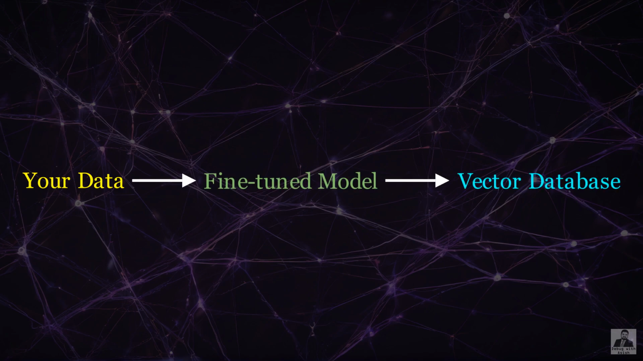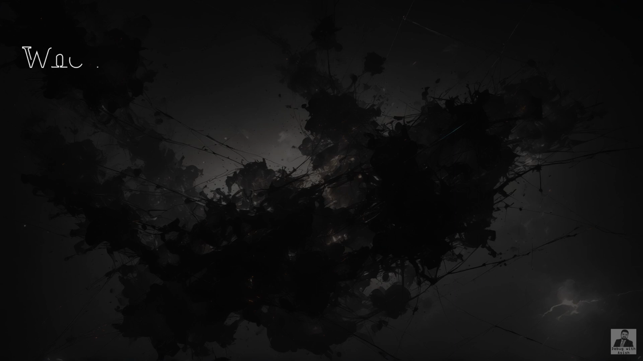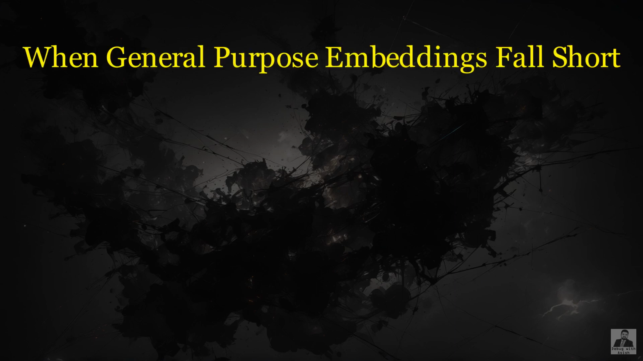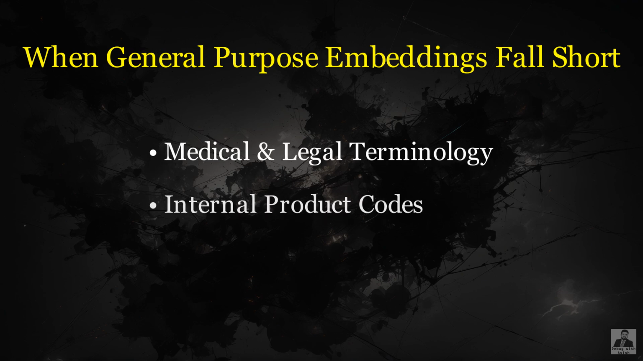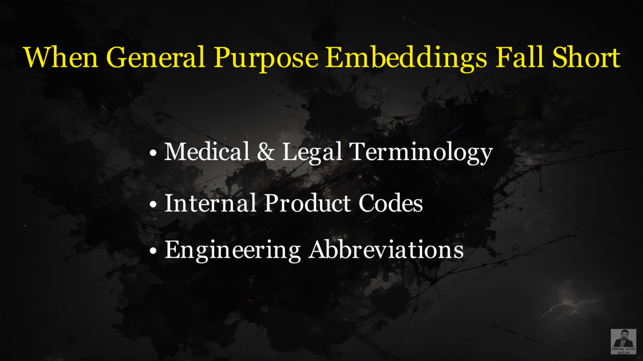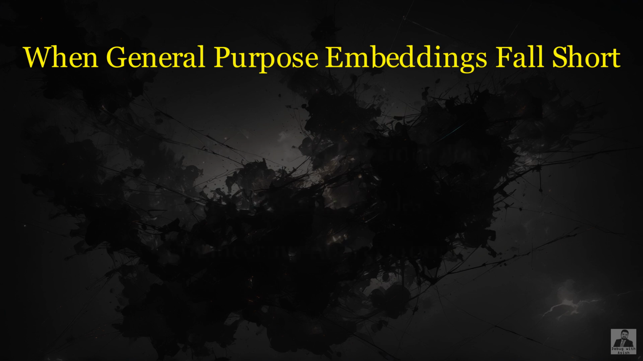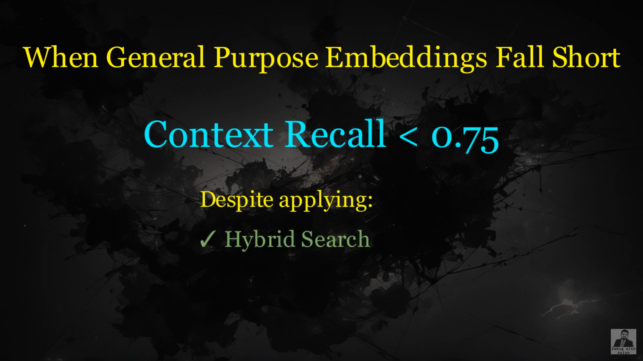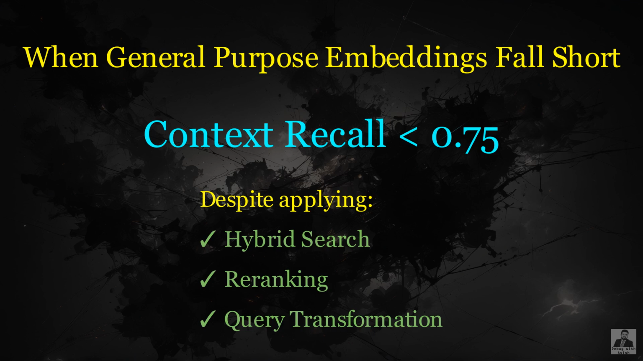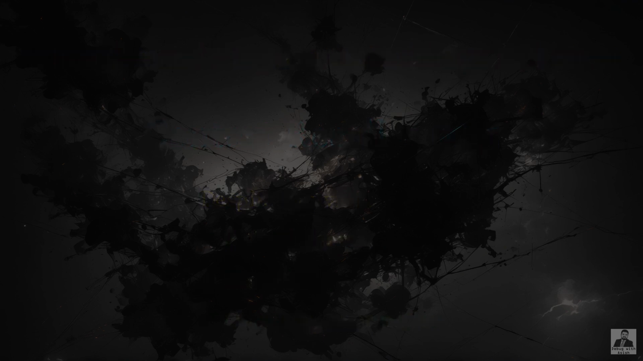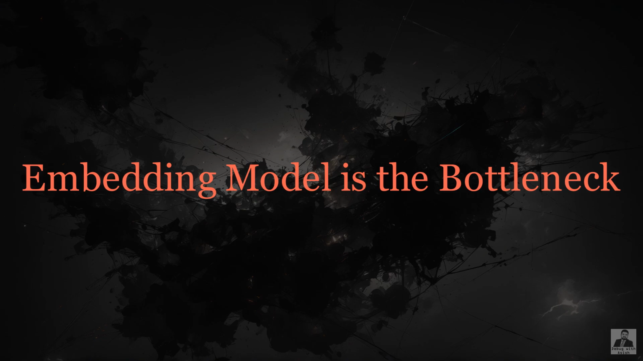touches your vector database. Fine-tuning is worth the effort when your domain has vocabulary that general-purpose models struggle with. Medical terminology, legal clause references, internal product codes, or engineering abbreviations are all good candidates. The clearest signal that you need it is a context recall score that stays stubbornly below 0.75 even after you have applied hybrid search, re-ranking, and query transformation. At that point, the embedding model itself is the bottleneck.